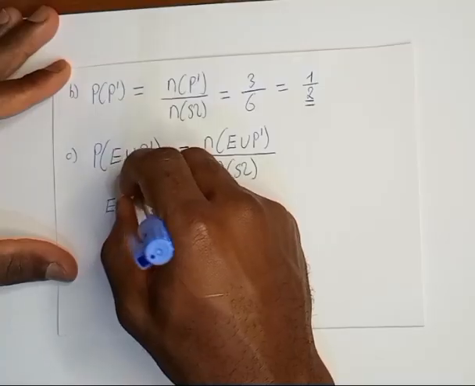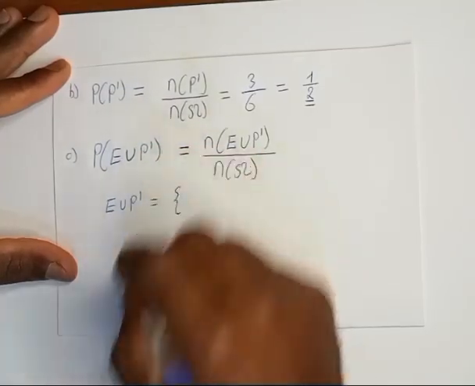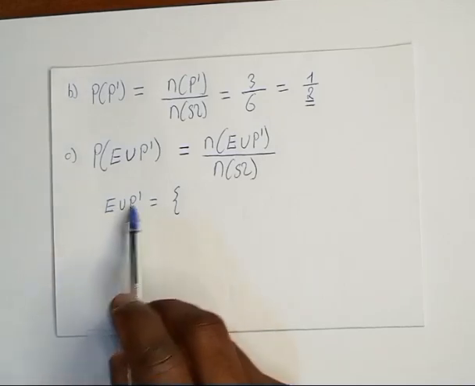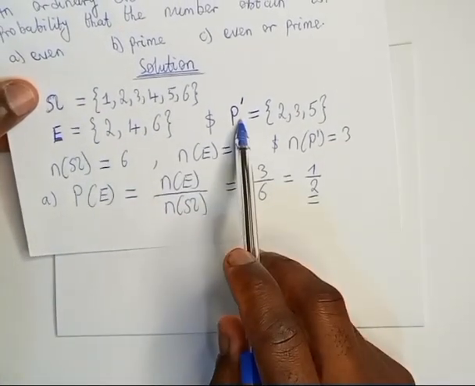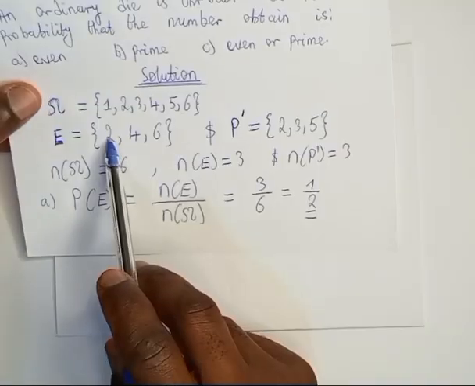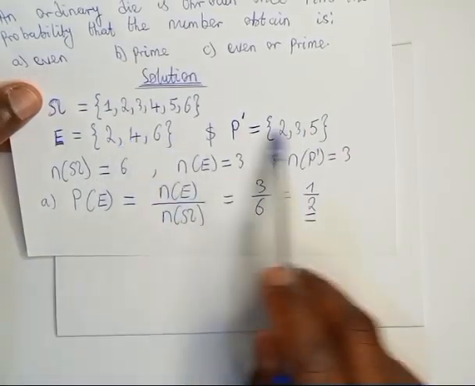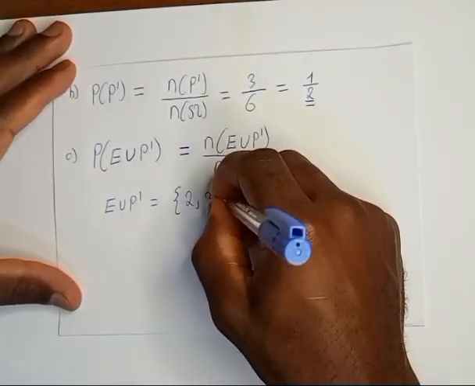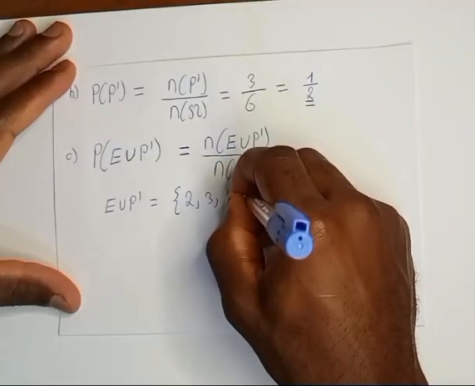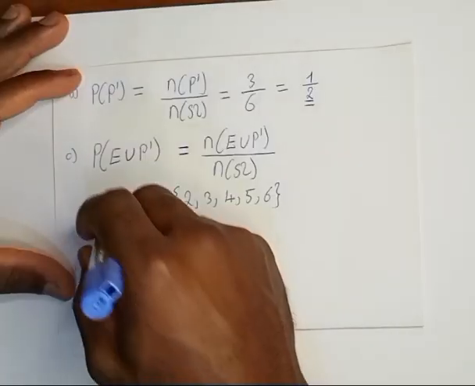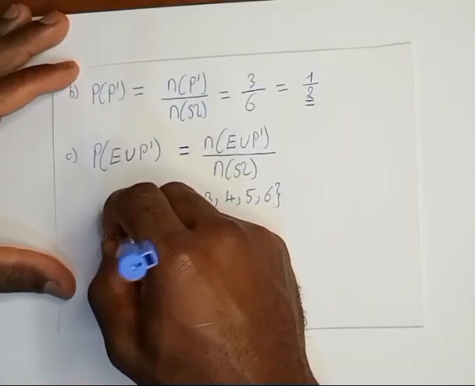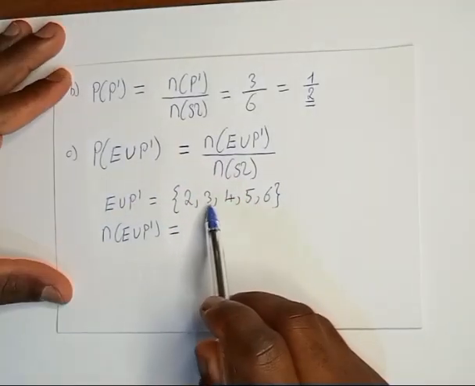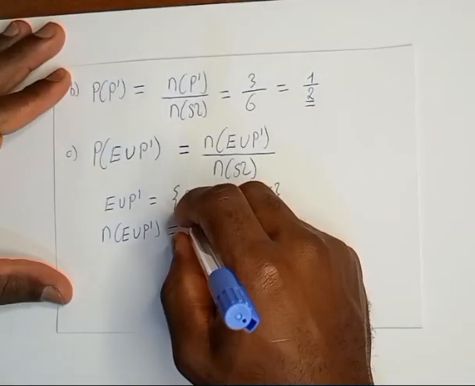E union P prime is simply equal to, let's write down the union of these two sets, E union P prime, it will give us 2, 3, 4, 5, 6. This will give us N of E union P prime to be equal to 5.